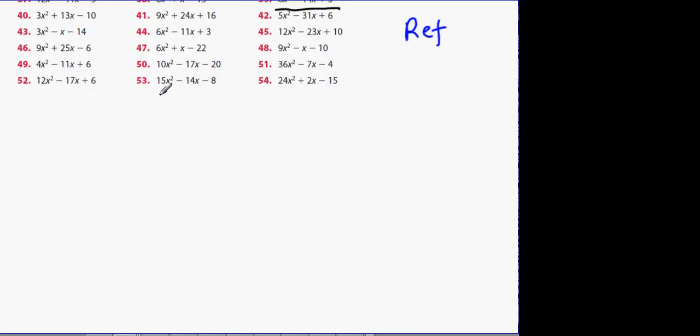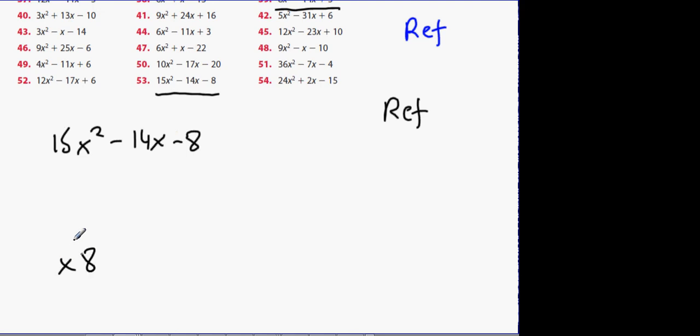Okay, guys. Shh. Look at this one. You ready? Quiet, please. Number 53. 15x squared minus 14x minus 8. What's the reference number? Minus 8 multiplied by 15. So look, we can do it this way. 8 multiplied by 5 is 40. 0 carry the 4. 8 multiplied by 1 is 8. 8 plus 4 is 12. The reference number is minus 120.